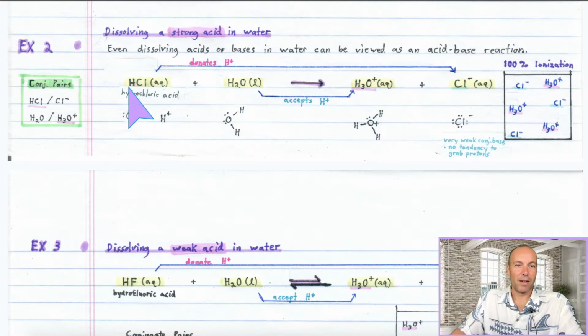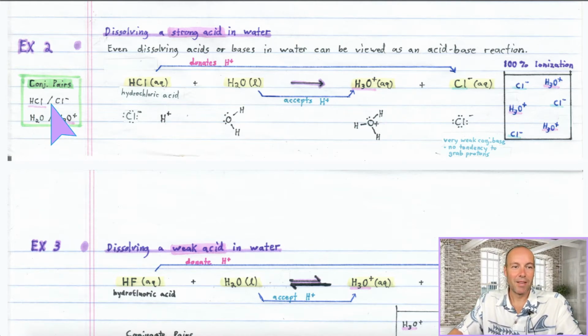So again, the HCl donates the proton. This is the acid, and that's the conjugate base. And then the water accepts the proton. So this is the base, and that's its conjugate acid. Always two conjugate pairs in an acid-base process. Now, if you want to picture what a solution of hydrochloric acid looks like, well, here it is.